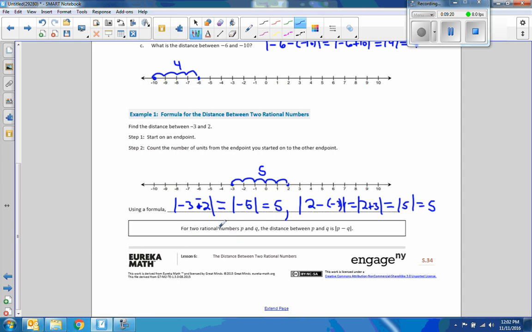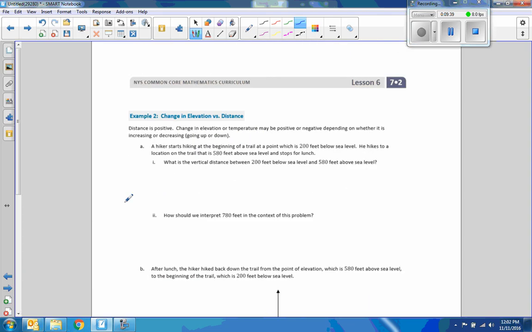So down here it says for two rational numbers p and q, the distance between p and q is the absolute value of p minus q. So here's p, here's q. So we took the absolute value of p minus q. And that's where this minus sign came from. So let's try that again.